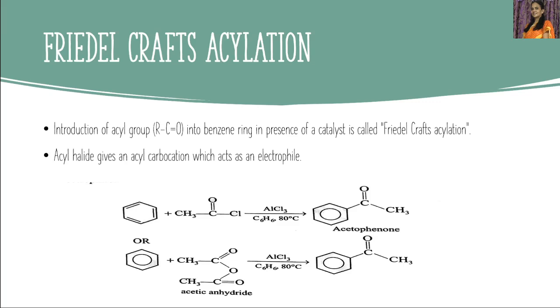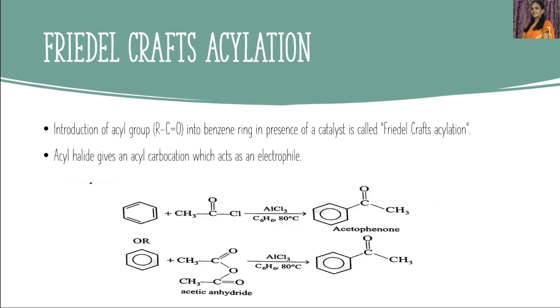Benzene reacts with acetyl chloride in presence of AlCl3, which is a Lewis acid, as a catalyst, and benzene is the solvent here. At about 80 degrees centigrade, the reaction takes place. Then the product obtained is this COCH3 group, that is the acetyl group, goes and attacks one of the carbon atoms to give acetyl benzene, which is also known as acetophenone.